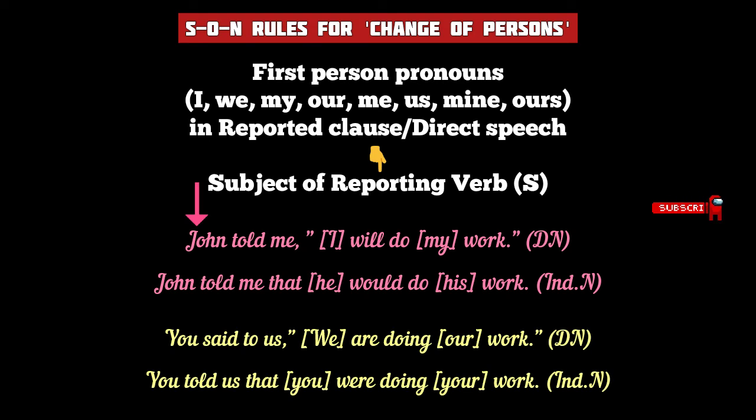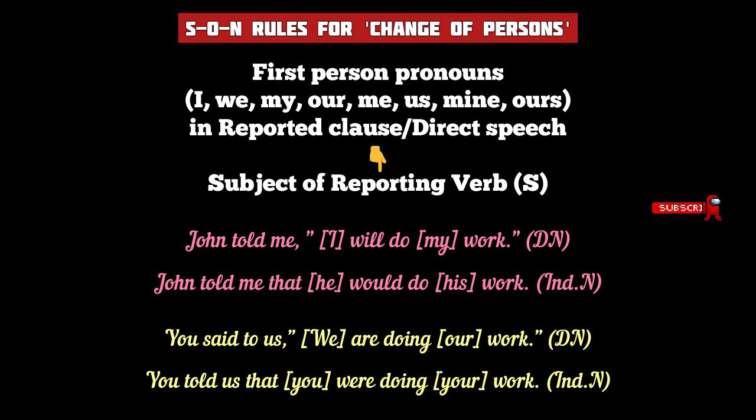Here, John is the subject of the reporting verb told. So, in the indirect narration, the first person pronouns I and my will be changed as the third person he and his. This is what the sense of the sentence demands. John told me that he would do his work. Now see the next example.